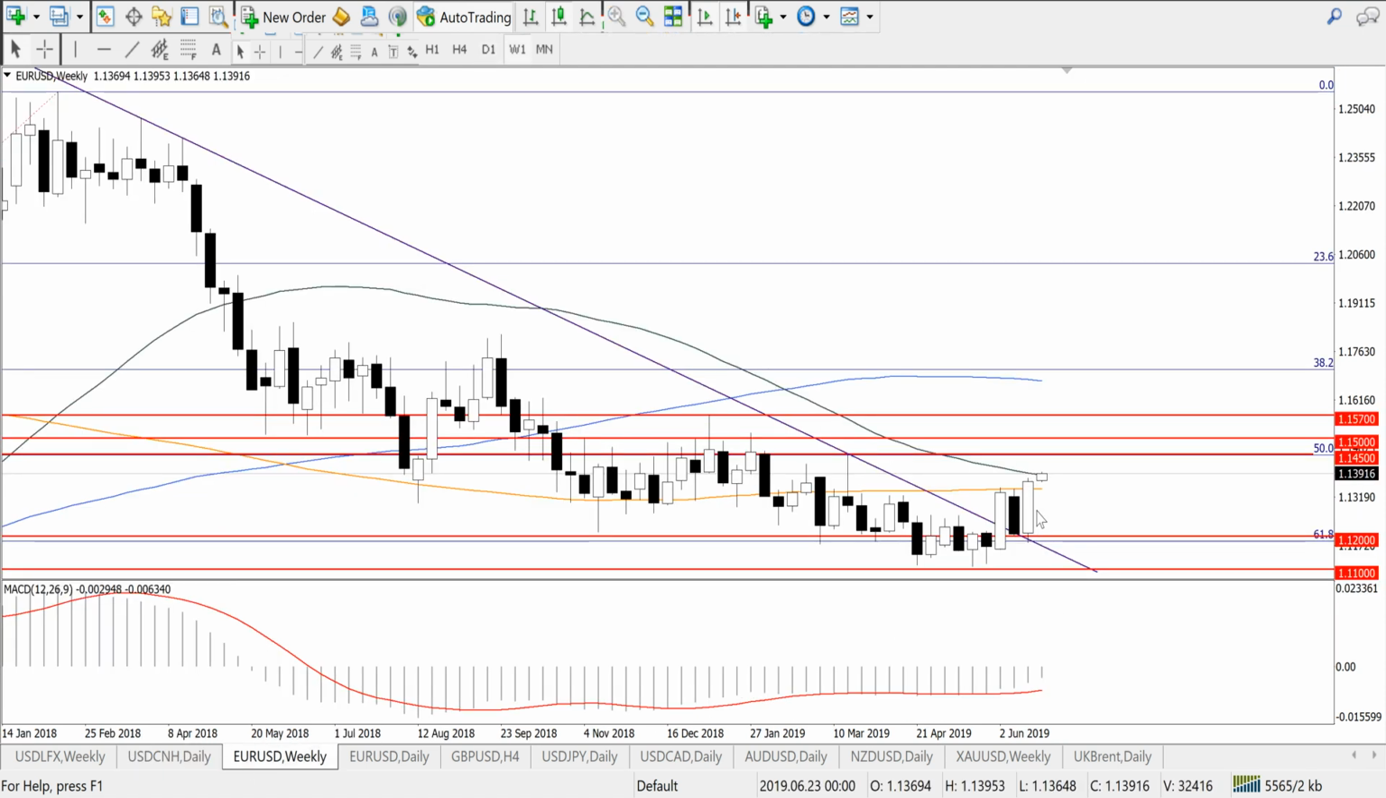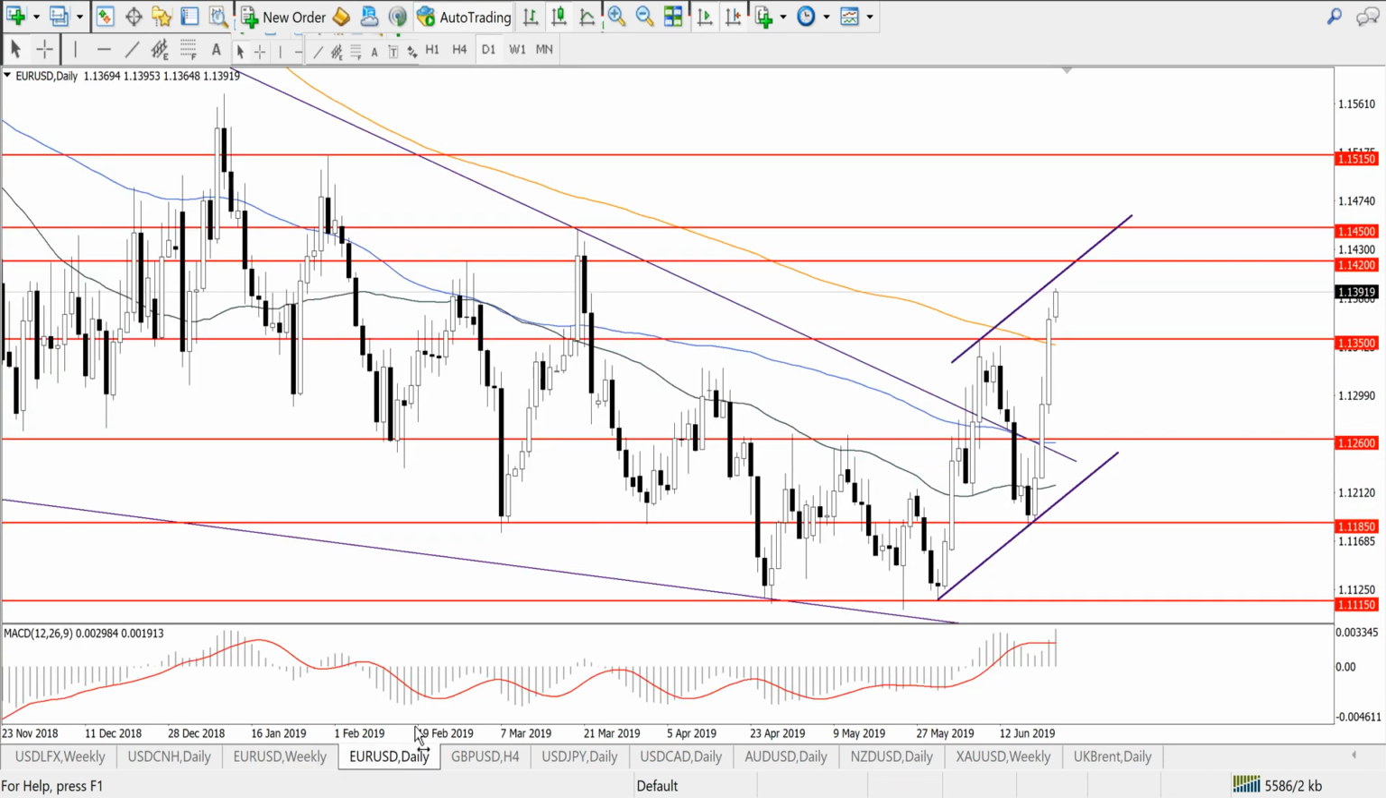Euro dollar made an advance last week on the weaker USD, and you can see that on the weekly chart. The currency pair managed to close above the 200-week moving average at 1.1345 and is now testing the 50 period moving average at the 1.1387 mark. The daily chart shows us that there will be some resistance in the area of 1.14 and 1.1420.